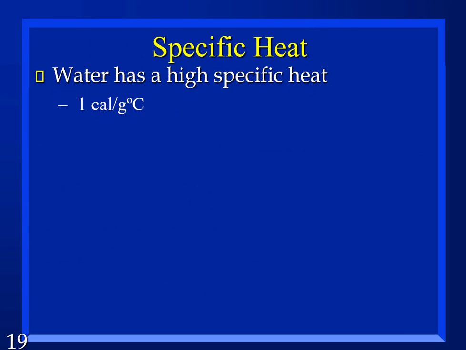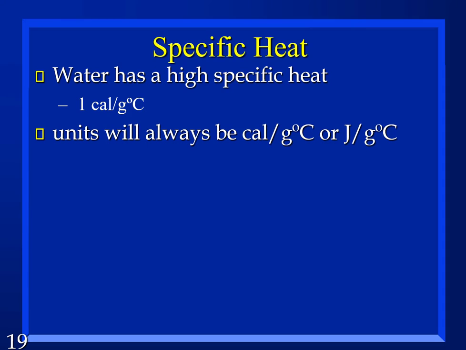Okay, and look at the units. You need all 3 units, because if you look at the math, you had calories on top, grams and degrees Celsius on the bottom. They don't cancel out, so they're all still there. So you're always going to have units like calories per gram degrees Celsius or joules over grams degrees Celsius.